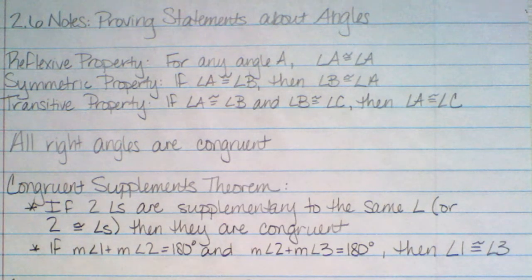This is our last lesson in Chapter 2, 2.6 on proving statements about angles. Again, we have the reflexive, symmetric, and transitive properties that we saw with equality, and that we saw with congruency with line segments. Now we're going to look at them with angles. Nothing changes. They're the same properties, except that instead of a line segment, we have angles.